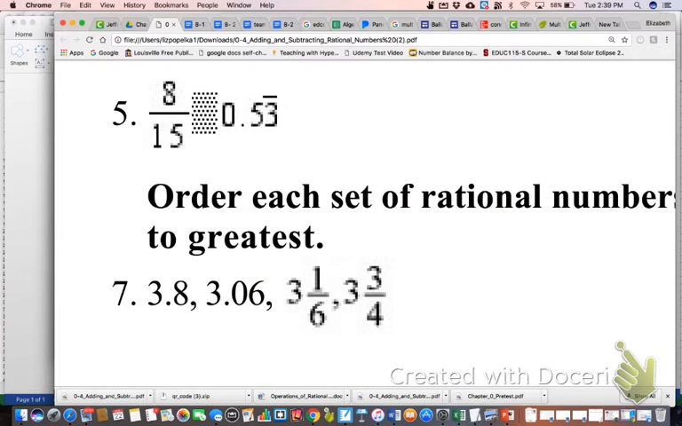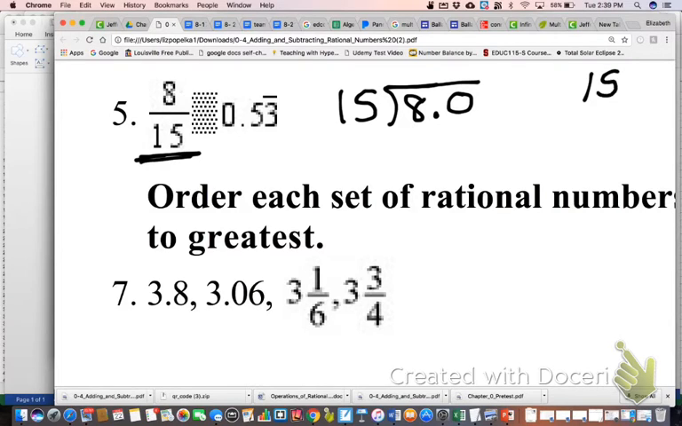Finally, the last one in this particular section, again, I'm going to turn this into a decimal in order to be able to compare it to the other decimal. So I'm going to do long division again. 8 divided by 15. Obviously, 15 won't go into 8, so we've got to add a decimal and add a 0, just like we did before. So I'm just going to kind of guess and check over here. I'm going to take 15 times maybe 8 as a good guess.